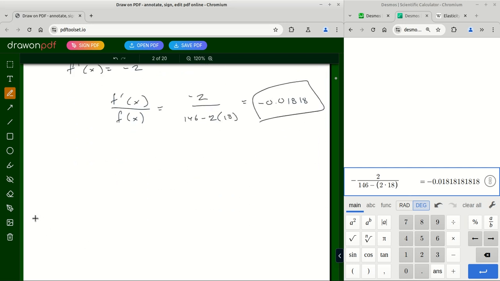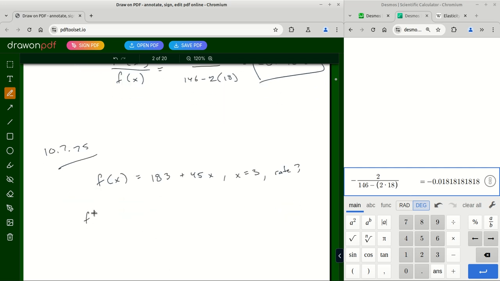Not hard. Let's do another one. It's very similar. It's almost too similar, honestly. I should not be doing two of the exact same type of problems, but sometimes there's no helping it. So what's the rate of change? Same thing as last time. So my f prime would be a 45 right there. And I just divide them, I guess. So f prime divided by f, 45 divided by 183 plus 45 times 3. You can see I need to plug that 3 in right there.